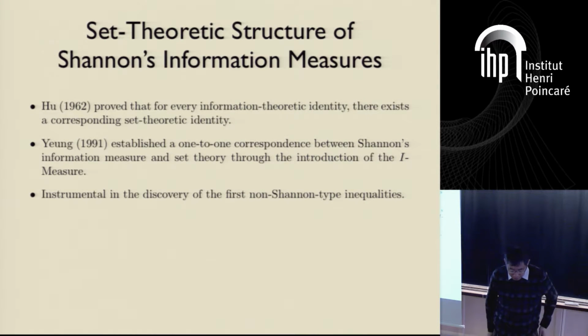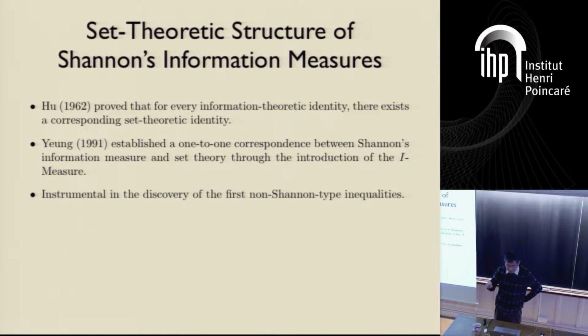So one thing that very few people know about is that the I measure actually was instrumental in the discovery of the first non-Shannon type inequalities. It happened in the fall of 1995 that Zhenjiang came to CUHK for a sabbatical leave, and we started working on non-Shannon type inequalities. We actually spent a whole lot of time working with these four variable information diagrams. Although this is not necessarily the only way to look at the problem, it did give a tremendous insight into the problem.